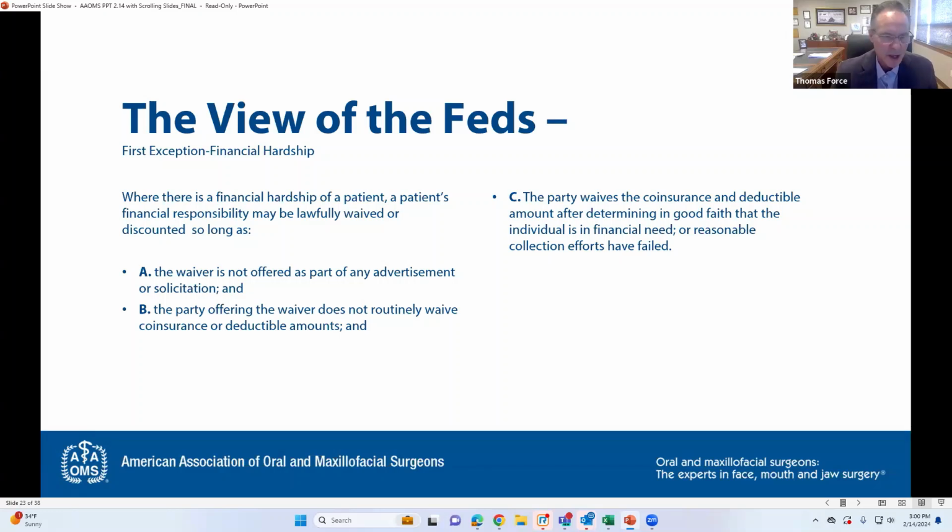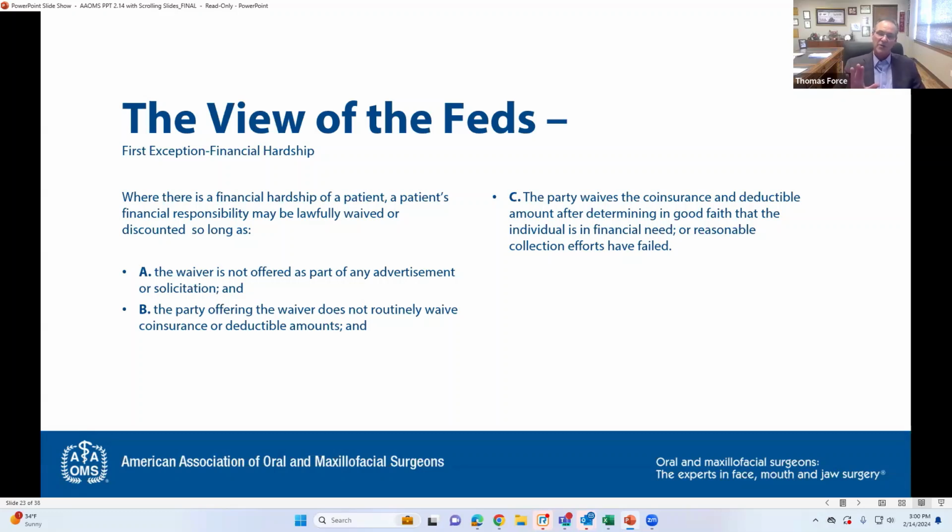The OIG says, yeah, true financial hardship can be a reason why you would waive or discount patient financial care. It may be lawful as long as A, the waiver is not offered as part of an advertisement or solicitation. B, the party offering the waiver does not routinely waive coinsurance and deductible. Again, systematic routine waivers, that's what they're looking for. And C, the party waives the coinsurance and deductible amount after determining in good faith that the individual is in true financial need or reasonable collection efforts have failed.